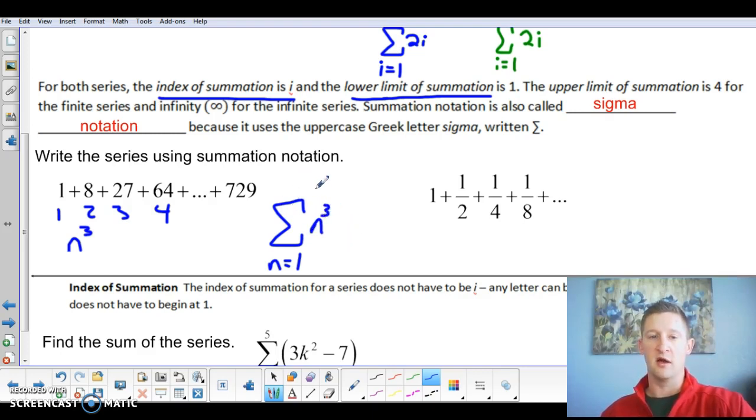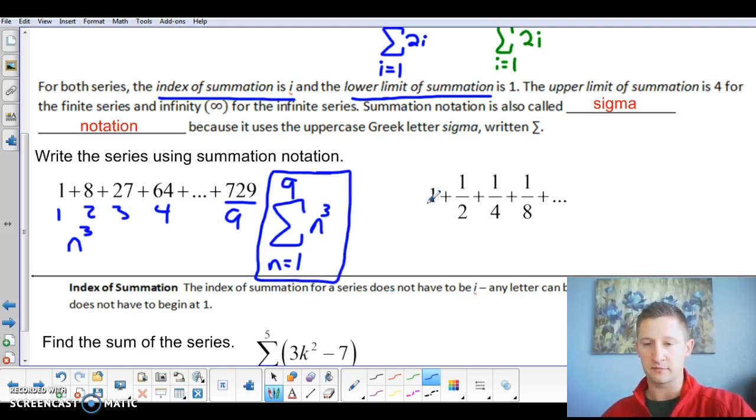Now, what is the upper limit of summation? Well, what did I cube to come up with 729? If you do a little math or you check out your list of perfect powers, you'll notice, I believe, that 9 cubed is 729. So that must mean that we're adding up all the terms from the first term through the 9th term for the series with this particular rule, n cubed. There's my sigma notation for that series. We'll do a second one.